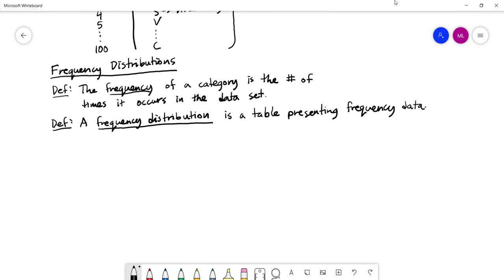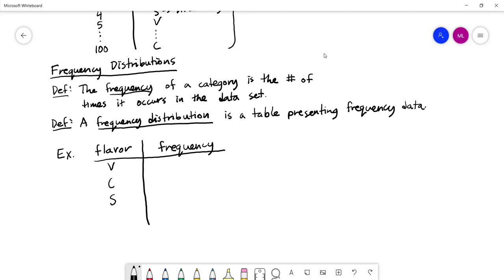We say, for example, that we list the flavor, there's the category we're interested in, and we list the frequency, which I may abbreviate as just FREQ going forward. So we've got vanilla, we've got chocolate, and we've got strawberry, and let's say out of those 100 people, 27 ordered vanilla, 43 ordered chocolate, and 30 ordered strawberry.